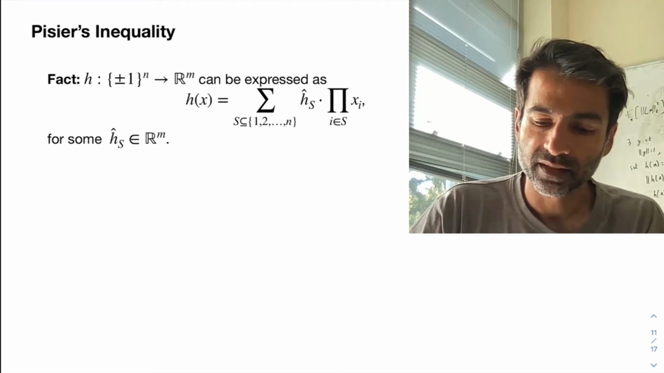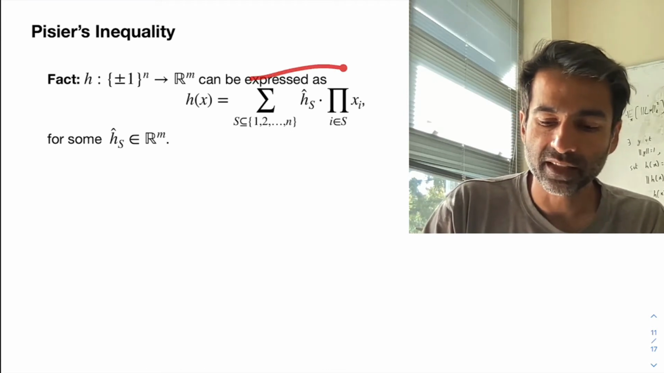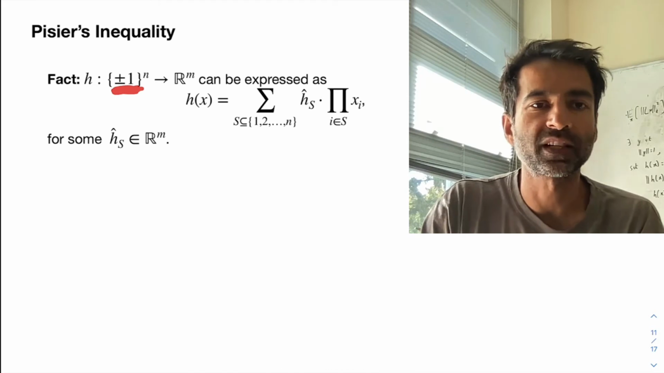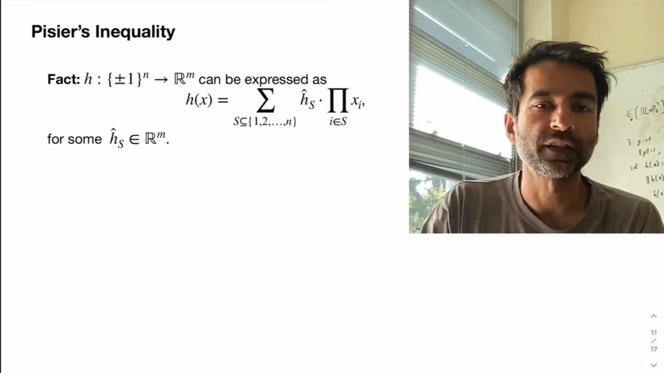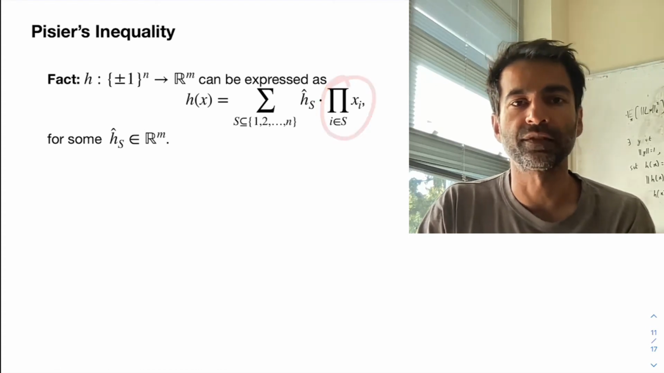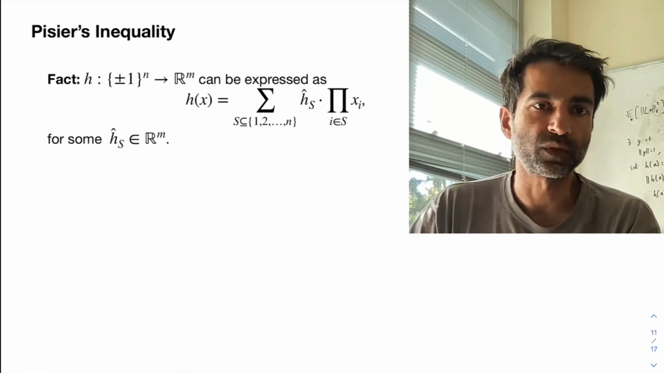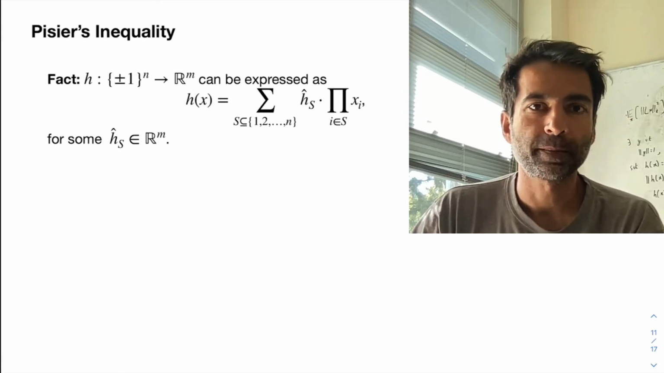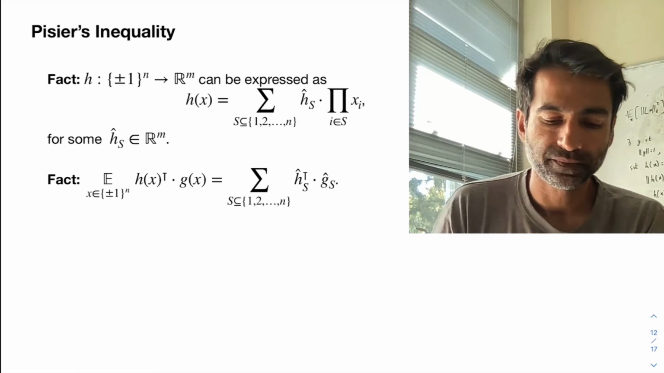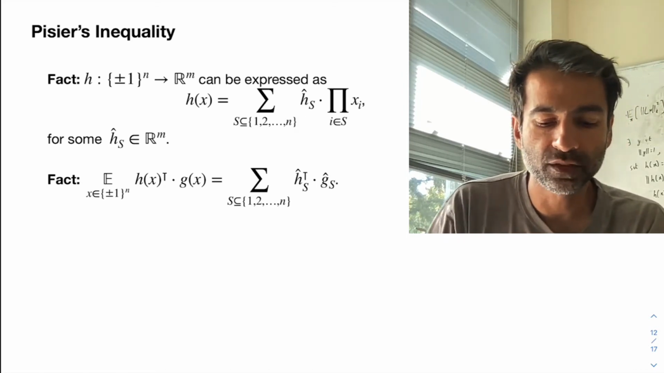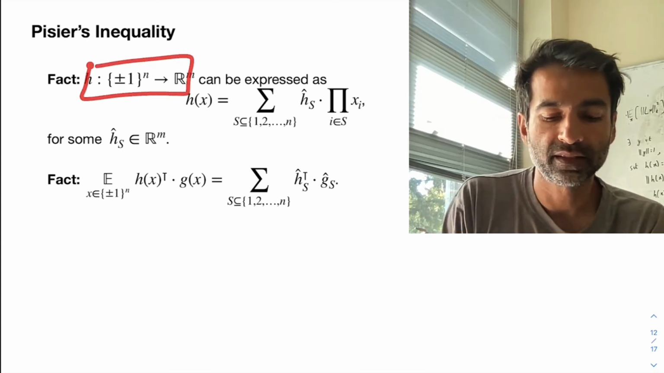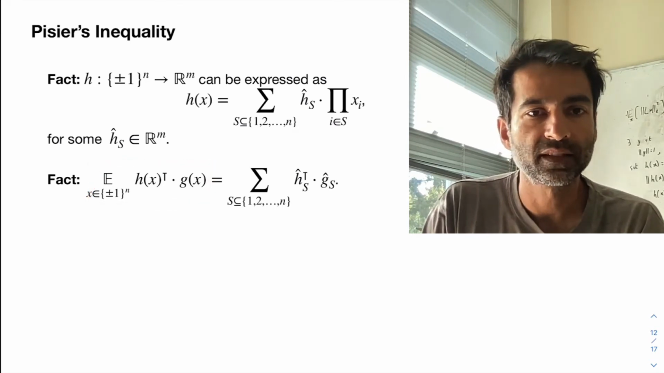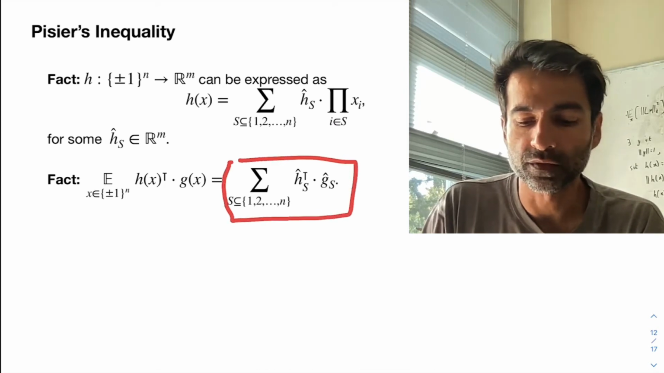Now, an observation is that you're basically allowed to write here any polynomial. The point is that it never makes sense to square a variable because the inputs come from plus or minus 1. So the square of any variable is equal to 1. So that's why all the variables in the monomials have degree at most 1. Okay. So every such function can be expressed as a polynomial. And moreover, once you have this, given two functions like this, the expected value over x of the inner product of h of x and g of x is equal to the inner product of the corresponding coefficients.